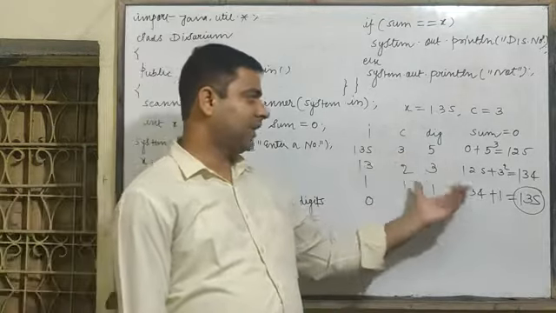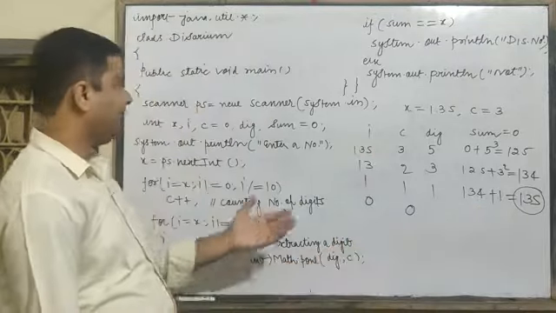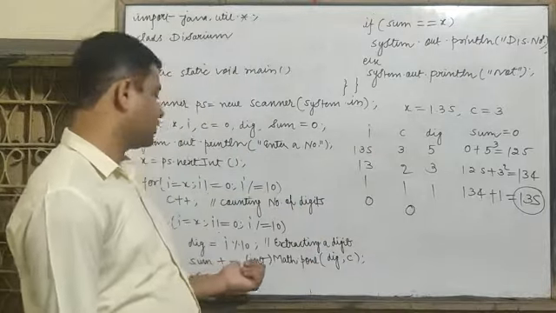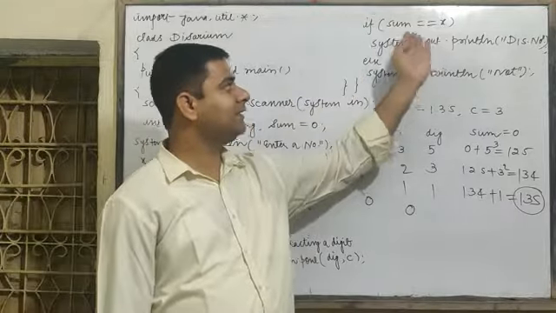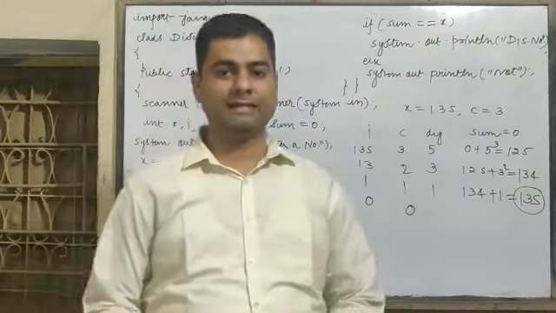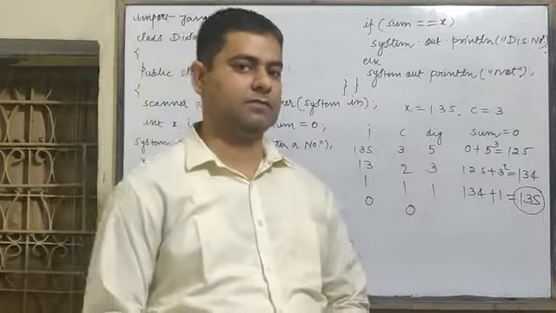Okay? So this is the diagram of the program. You can understand. And after finishing this loop, it will compare the value of sum and x. If sum equals to x, number will be a Disarium number. Otherwise, not. Thank you.